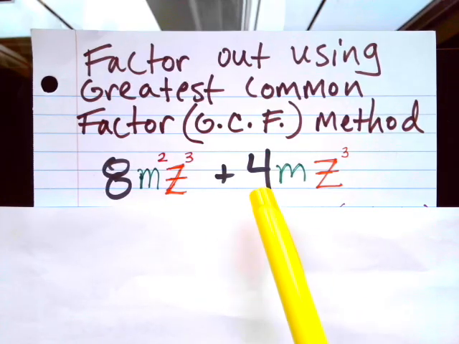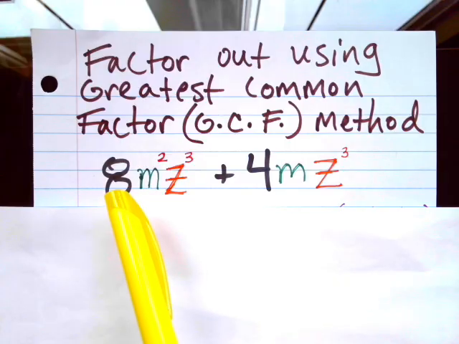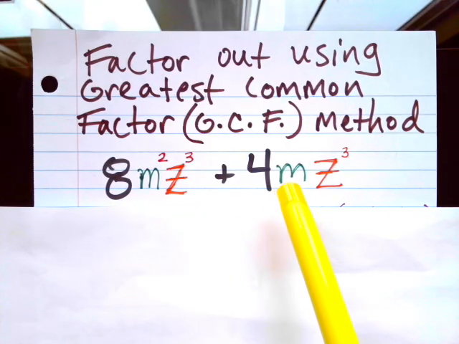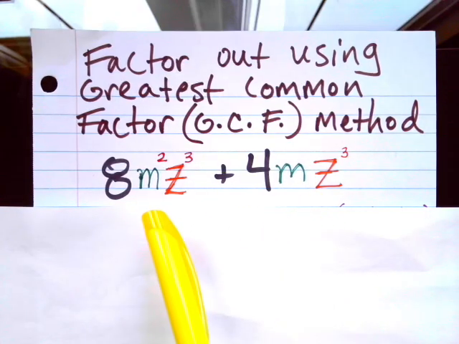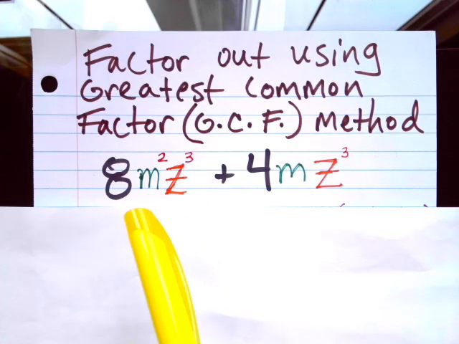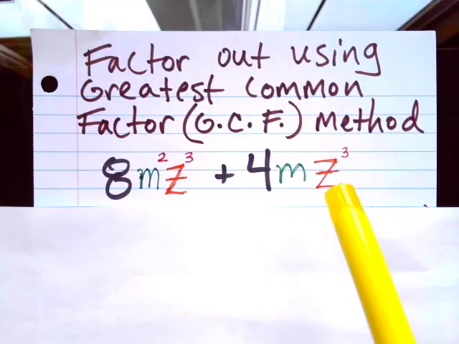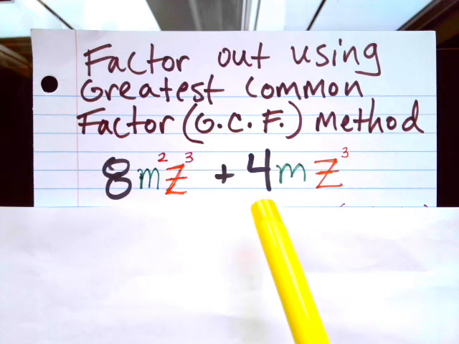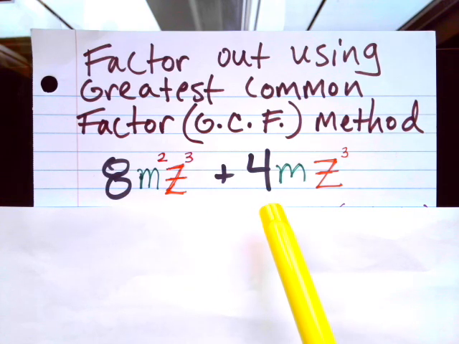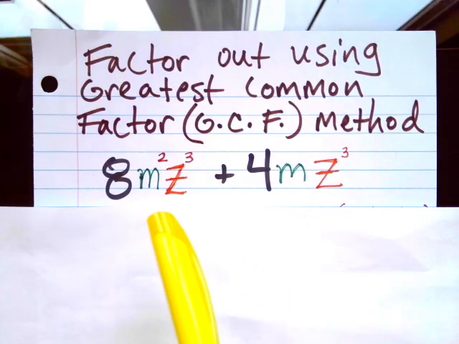I know I can divide a 4 evenly here, and I can divide a 4 evenly here in that 8. I know I can divide at least one m, or m to the first power, here with this term. And since I got m squared, I know I can divide at least m to the first power in this term. I know I can divide z to the third power in this term and in this term as well. So we're looking at dividing both 4 m to the first power z to the third power into both of these terms.